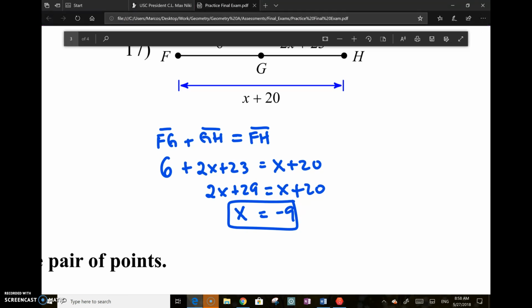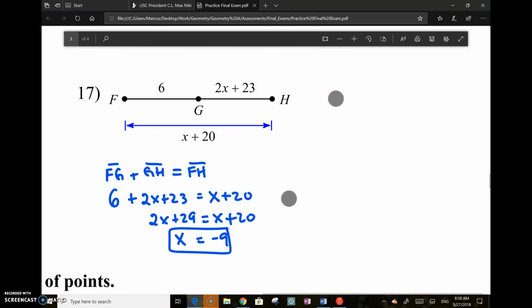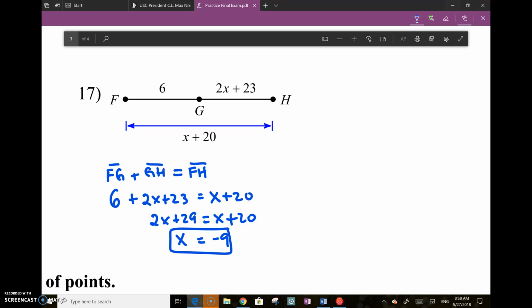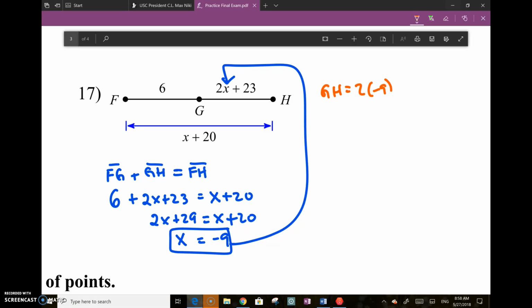And if I were to go back over here and plug in -9, way back over there, then what we would get is this. We would get that GH is equal to 2 times -9 plus 23. So that's -18 plus 23. And that would be 5.